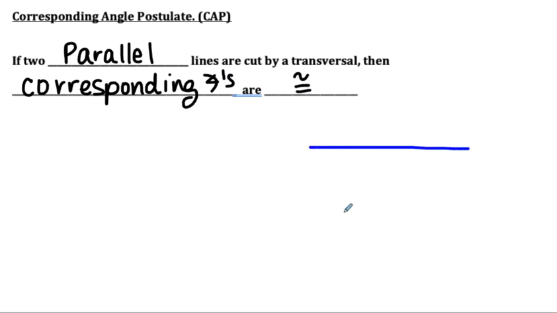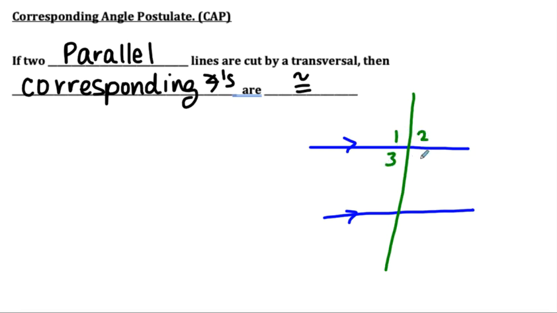So here we have two parallel lines. Let's cut them by a transversal. So draw a line that cuts through both of them. And label angles 1, 2, 3, 4, 5, 6, 7, and 8. Let's name our angle pairs.